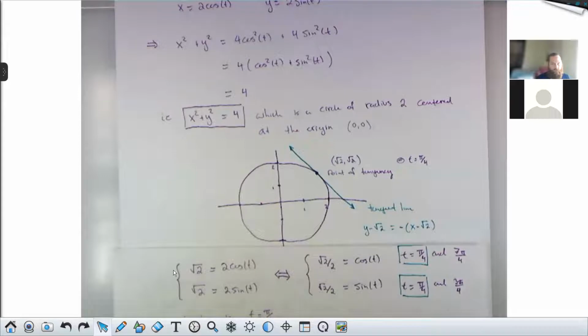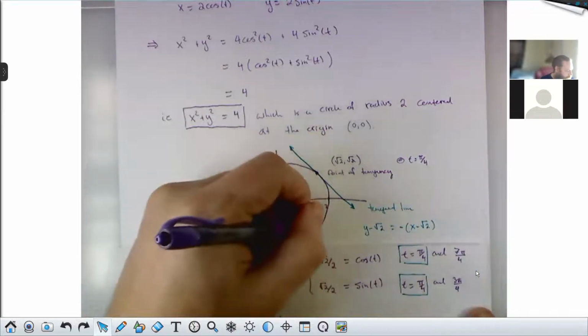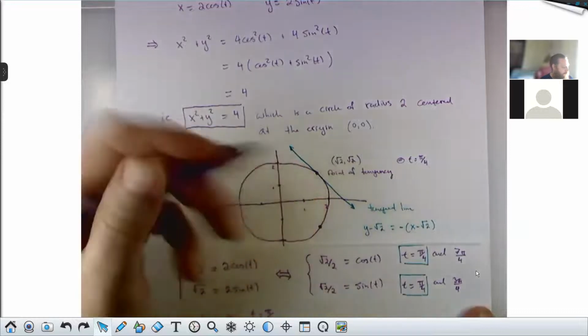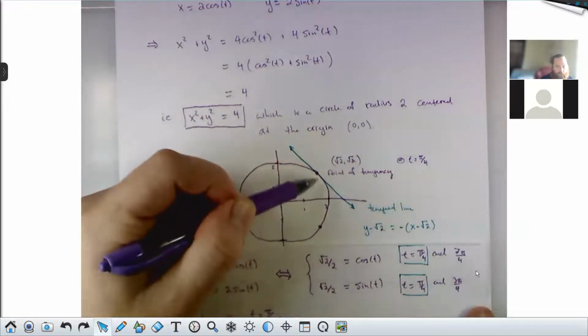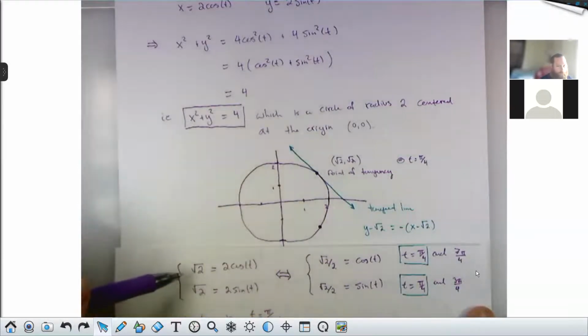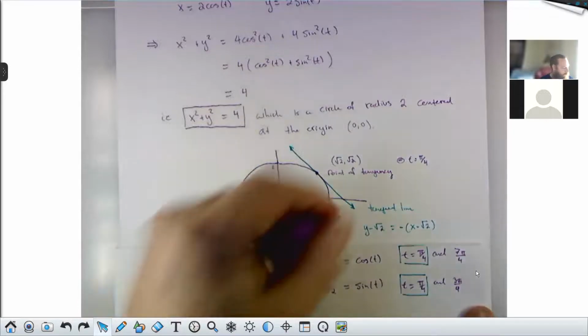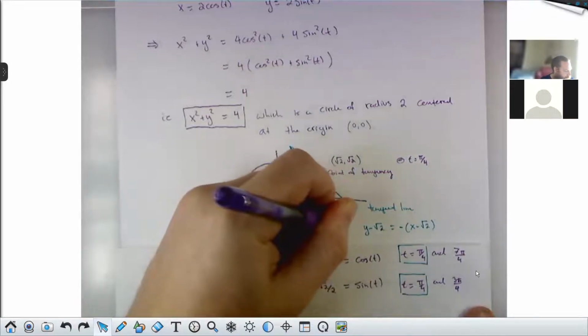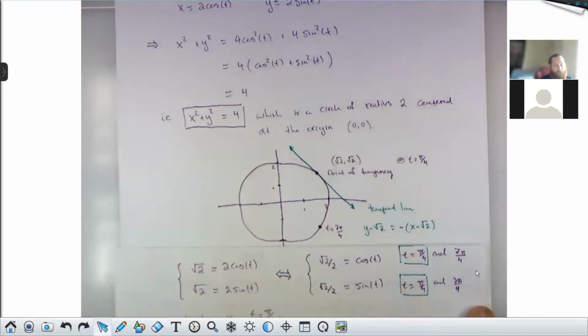So when I set the x equation, which is 2 cos t, equal to root 2, I got these two solutions, pi over 4 and 7 pi over 4. The 7 pi over 4 solution is right here. And you see the x value here is the same as the x value here. So there's 2 points on the curve where the x value is equal to root 2. This down here is the point associated with t equals 7 pi over 4. Which was this guy.